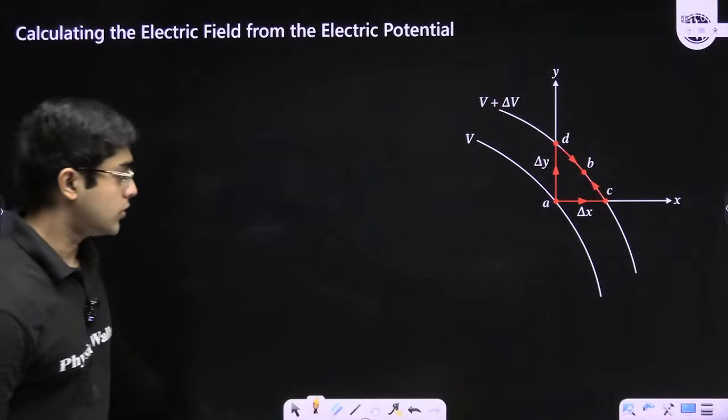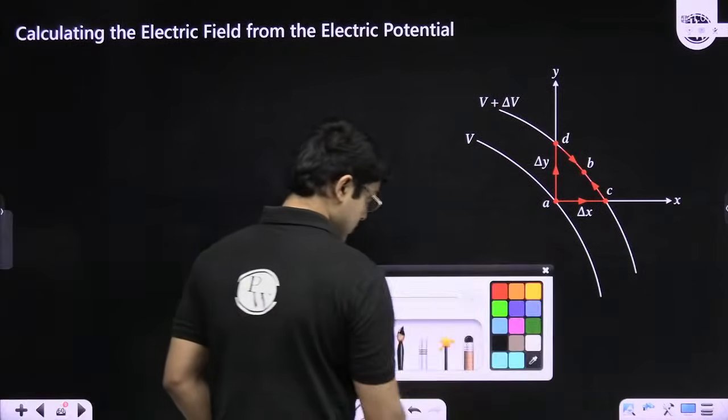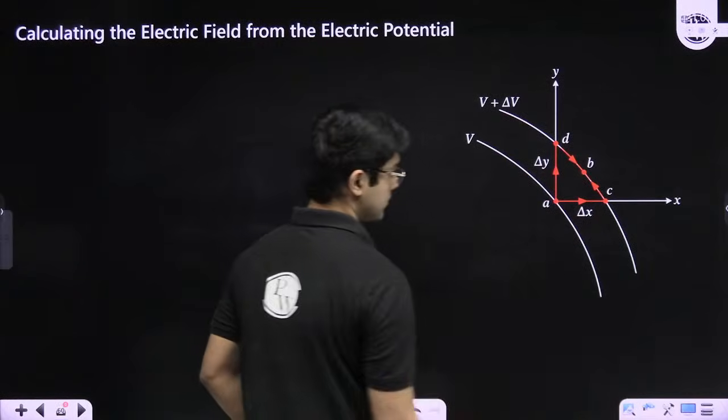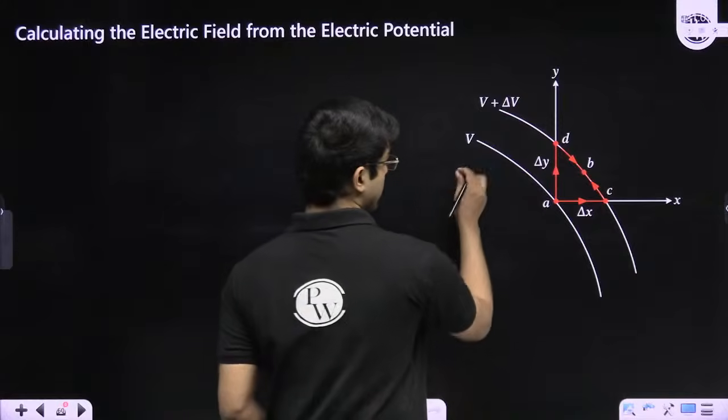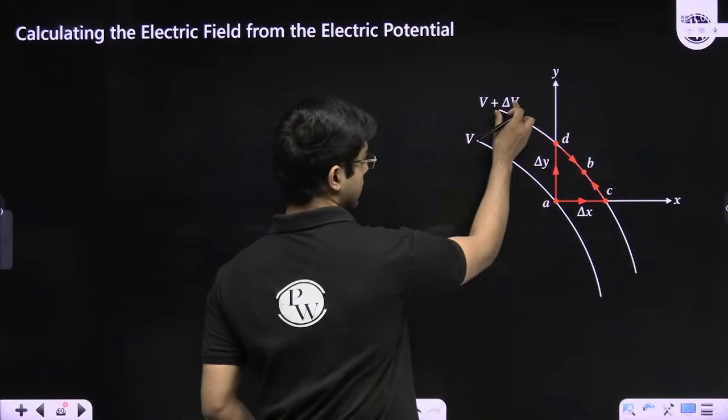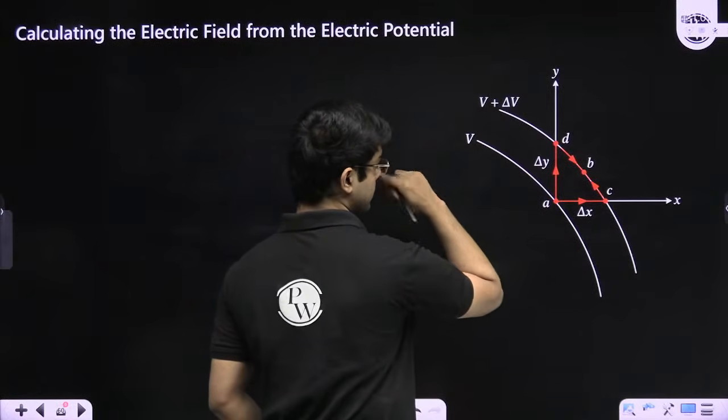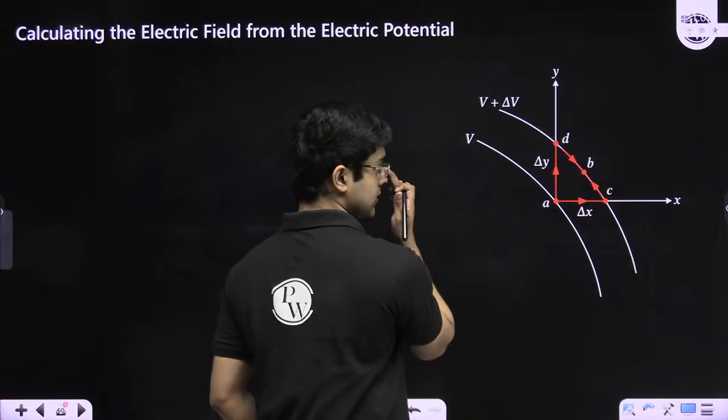Now this is an important formula for boards. They consistently ask this question all the time: what is the relation between the potential difference and the electric field at a point? This question is consistently asked.